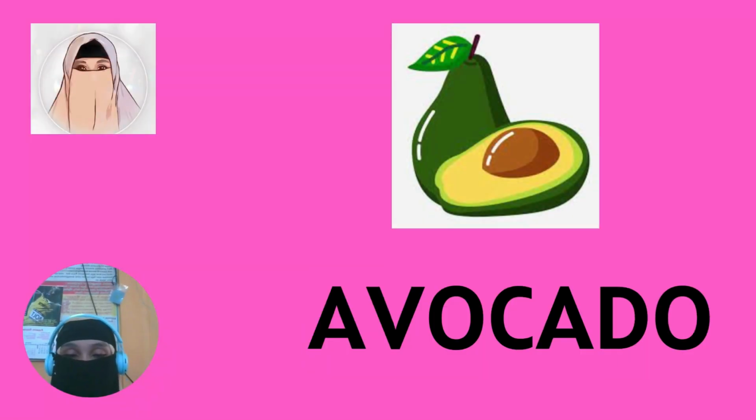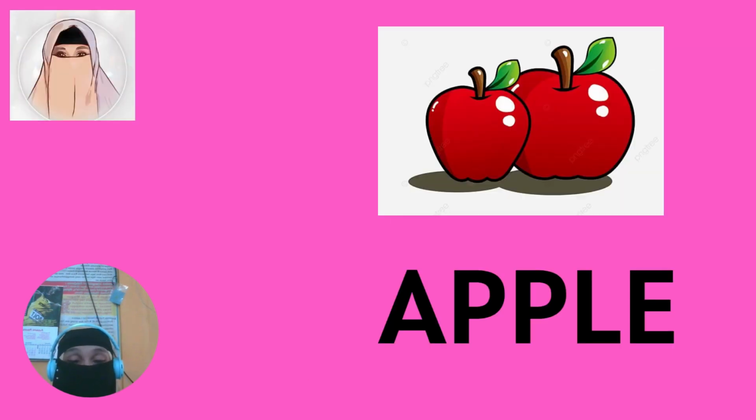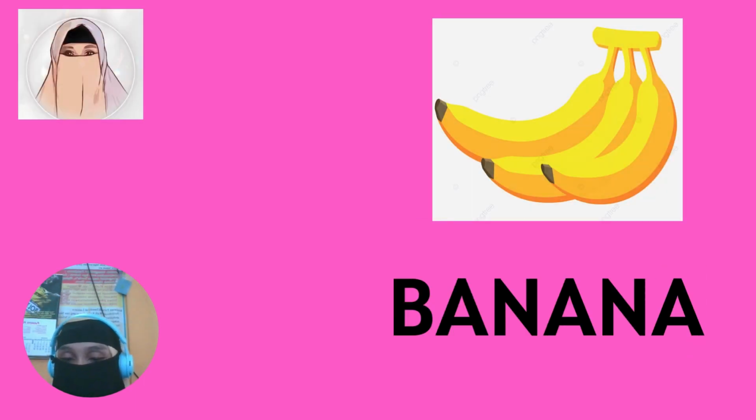A for avocado. That means alpukat in Indonesia. A for apple. That means apel in Indonesia. B for banana. That means pisang in Indonesia.